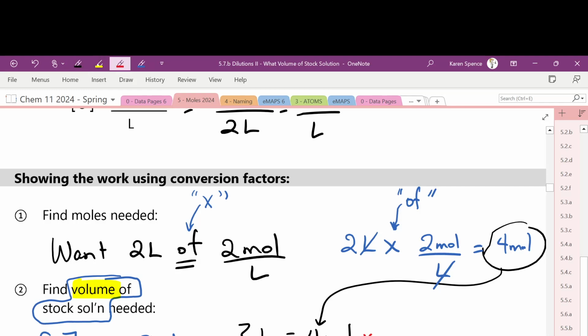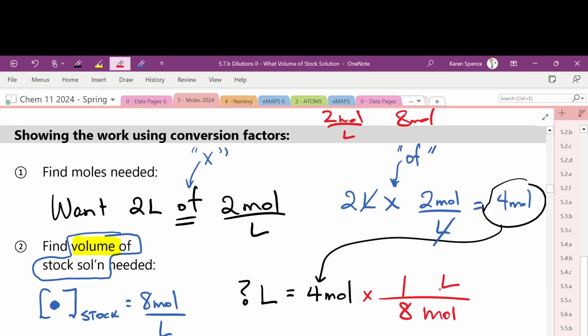What needs to cancel? Everybody, what needs to cancel? Moles. Excellent, thank you. And what needs to go on the top? Liters. And do I want to use my 2 moles per liter or my 4 moles or my 8 moles per liter? 8 moles per liter. So 8 moles per liter, and that gives us 4 over 8 is 0.5 liters. Is that good?